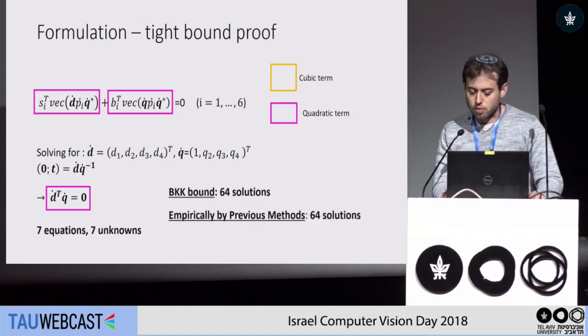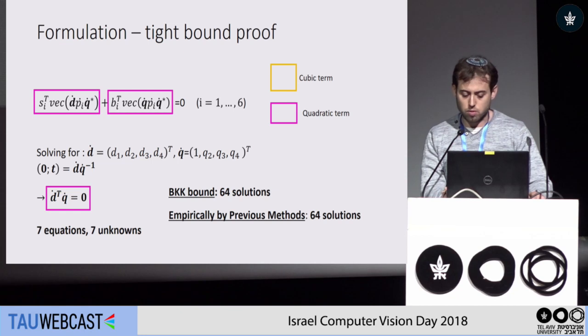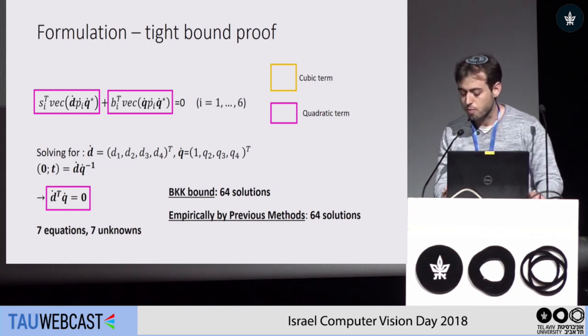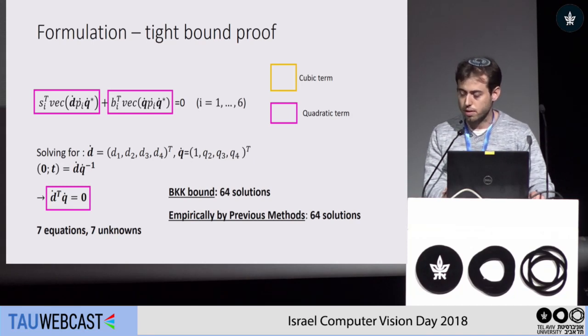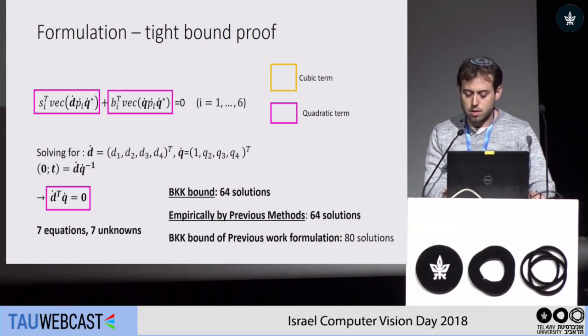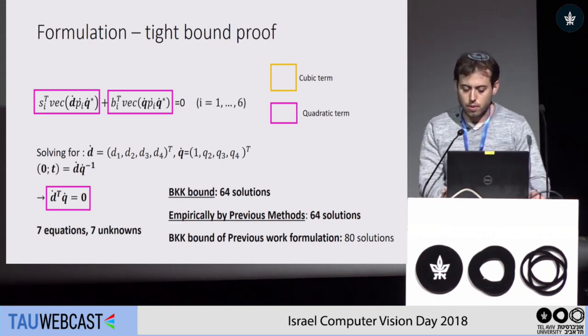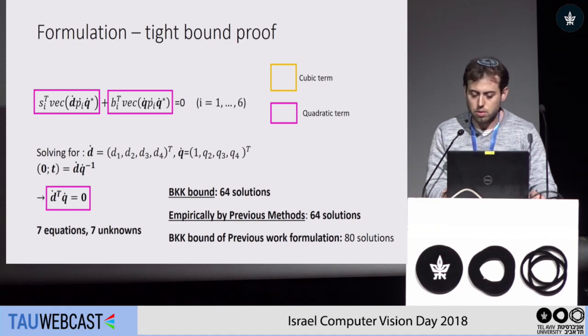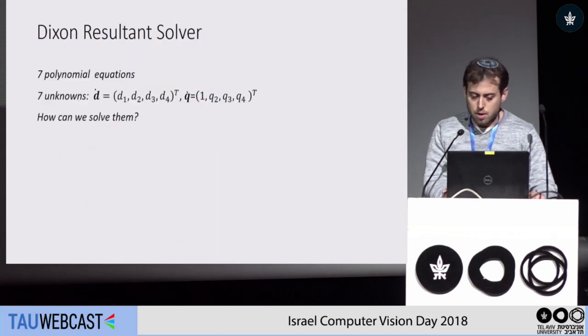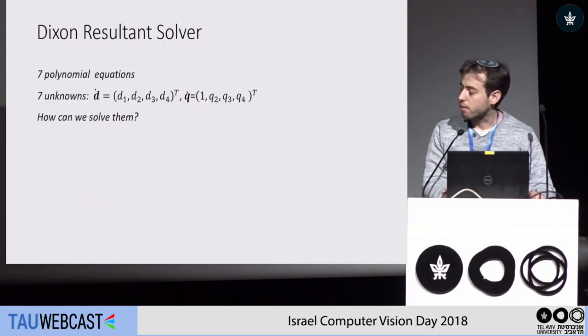The BKK bound of this formulation is 64 solutions, and this is compatible with the observations of the previous method of 64 solutions. And we note that the BKK bound of the previous work's formulation was only 80 solutions. So this is our theoretical part. We first showed a tight bound for the number of complex solutions of the problem. Now we show how we solve these equations.